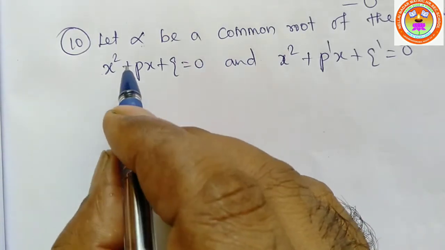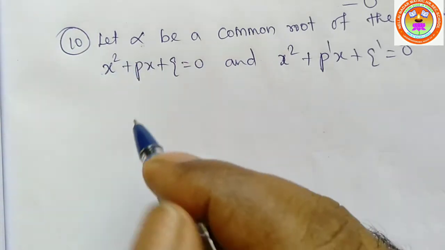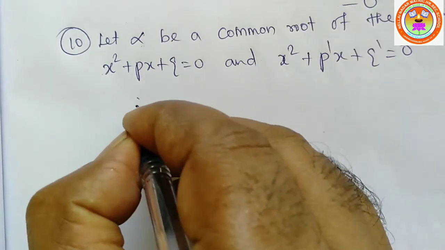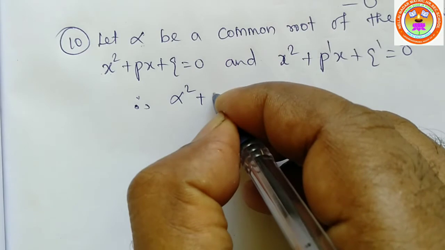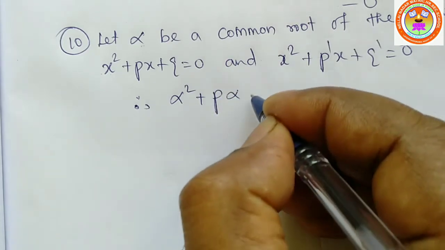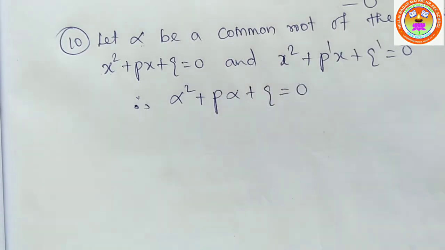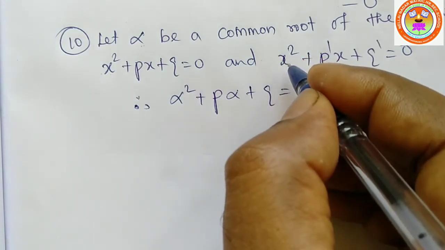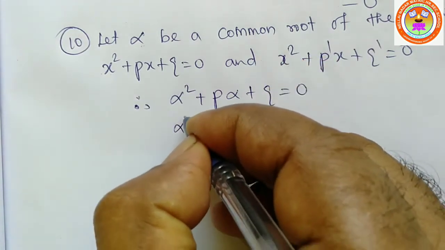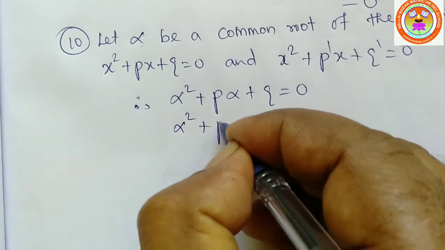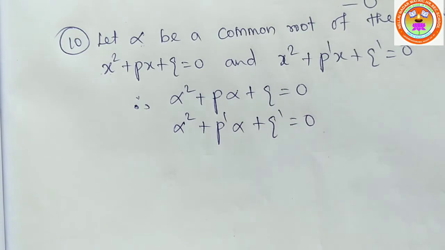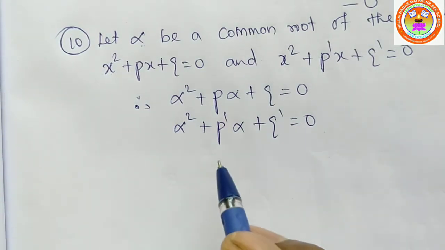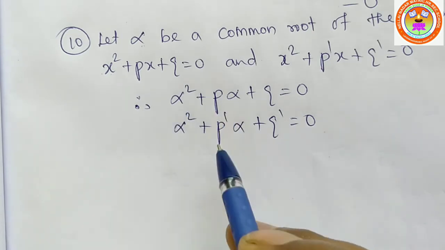So if you replace this x by alpha, we get alpha square plus p into alpha plus q equal to 0. Likewise, from the second equation, we get alpha square plus p dash into alpha plus q dash equal to 0. That means we obtained two quadratic equations in alpha.